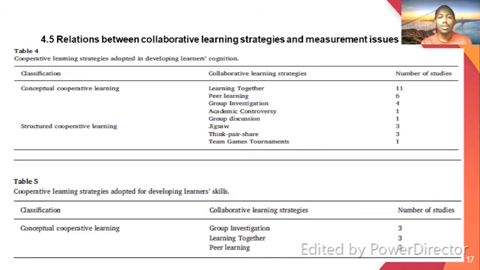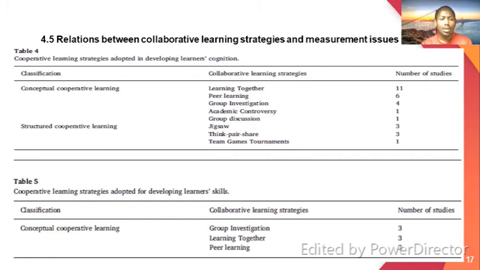Relation between collaborative learning strategy and measurement issue. Table 4, cooperative learning strategies adopted in developing learners' cognition. So in order to develop learners' cognition, the researchers used conceptual cooperative learning, especially learning together, peer learning, group investigation, academic controversy, group discussions, whereas structural cooperative learning used jigsaw, think, pair, share, and team game tournament. So the dominant one is still conceptual cooperative learning to develop learners' cognition.